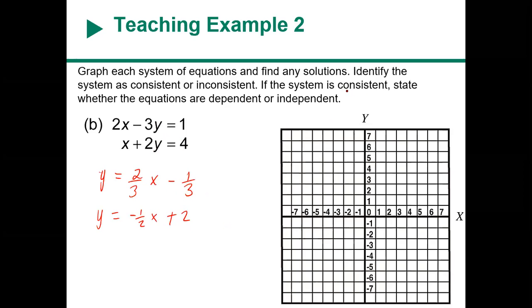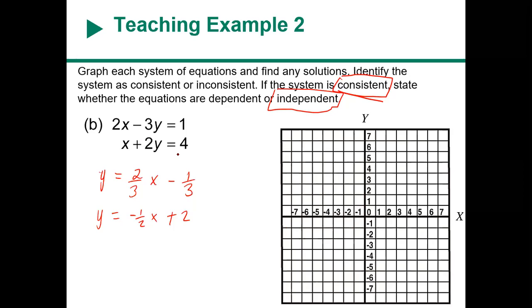So it's consistent, and it's going to be independent. And that's because I have two different slopes. Do we see that? So I'm consistent and independent. And if I was to graph at -1/3, it would be really hard to graph.